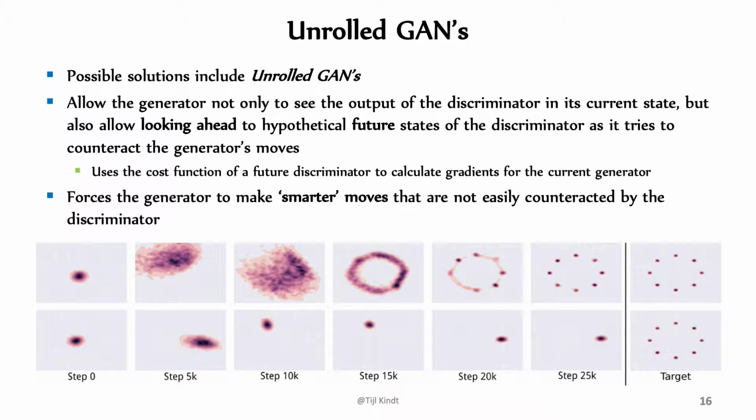Basically this forces the generator to make smarter moves that are not so easily counteracted by the discriminator. So you limit this cat and mouse behavior a bit. You can see this at the bottom here as well. With the unrolled GAN, the generator is able to create a variety of images, of modes, rather than collapsing onto one single mode as here in the bottom.